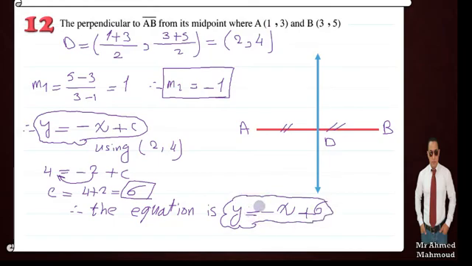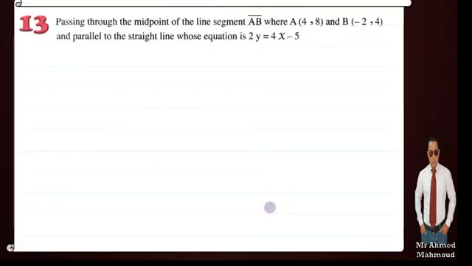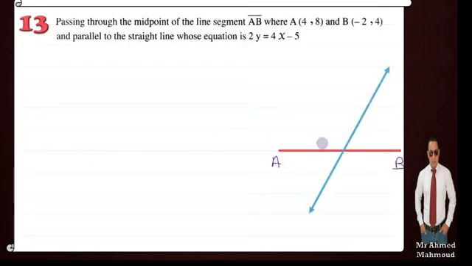Okay, number 13. Passing through the midpoint of the line segment AB, and parallel to another straight line y equals x minus 5. Okay, now I will start with the line segment, which I call AB. A, B. The line passes through the midpoint of AB. I will call it D. So D equals what?